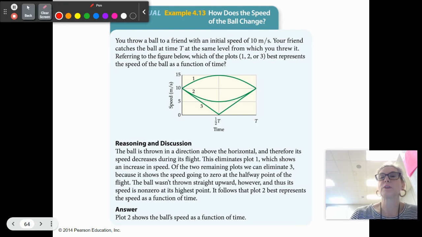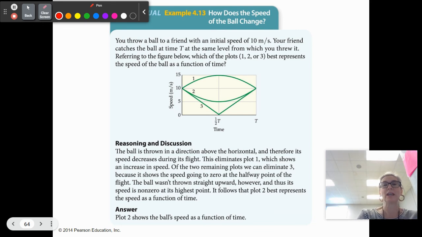You throw a ball to a friend with an initial speed of 10 meters per second. Your friend catches the ball at time capital T at the same level from which you threw it. Referring to the figure below, which of the plots, 1, 2, or 3, best represents the speed of the ball as a function of time? So the ball is thrown in a direction above the horizontal, so its speed is going to slow down. So you're throwing it up, and so it's not going to gain speed. It's going to slow down because gravity is beginning to pull it down.